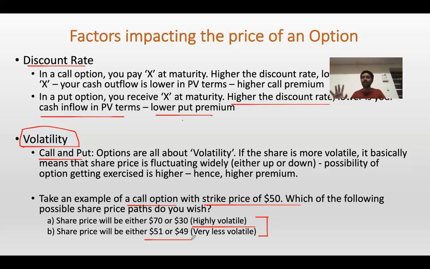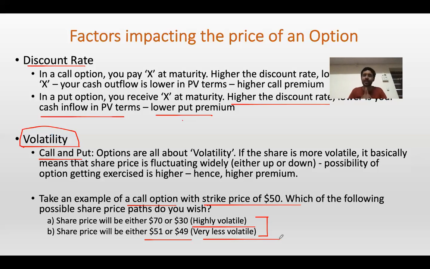Okay, and I'm also giving a second scenario where the share price can either go up by $1 or it can fall down by $1. Say it can go up to 51 or it can fall to 49. This is a very less volatile stock, obviously, because 1 by 50 is a minuscule amount, correct? It's a fraction.